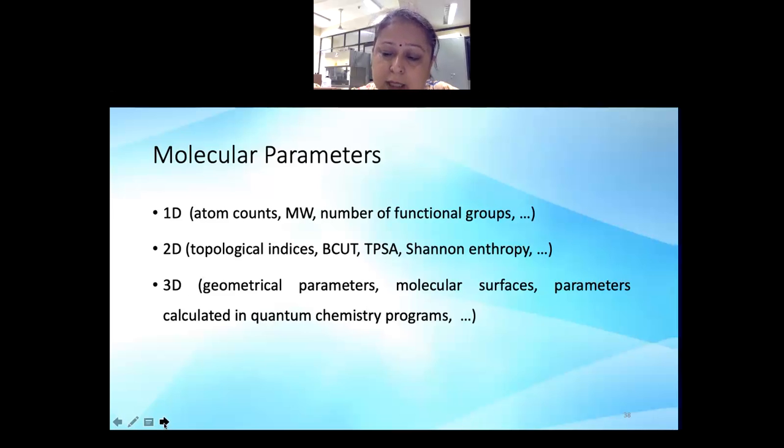When it is considered a 2D entity, when we draw it on paper, it has topological indices, the V-cut, topological polar surface area, Shannon entropy, and all this information. When we consider it as 3D in our QSAR programs, it has geometrical parameters, molecular surfaces, parameters calculated in quantum chemistry programs, and so on, many molecular parameters. We will take a few molecular parameters that have to be considered in the area of QSAR.